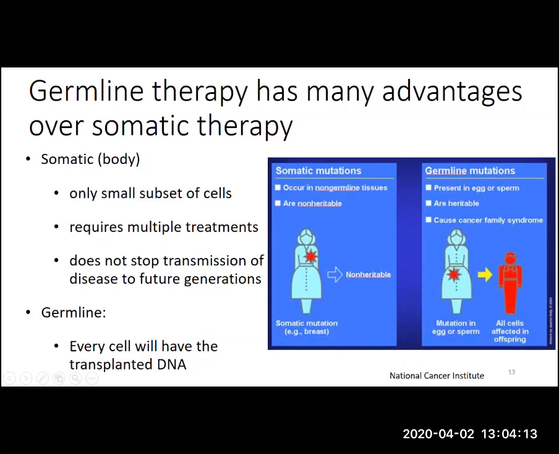Now, with the concept of this, instead of putting our corrected DNA into somatic or body cells, which aren't going to be transmitted to the next generation, by putting it into germline cells, you're going to end up with every cell within that new offspring, every cell within the individual, the baby that's being formed by this, having the transplanted DNA as opposed to a small subset of cells in somatic therapy. And we've in essence altered the germline. We've altered the genetics of the information that will be passed from generation to generation.